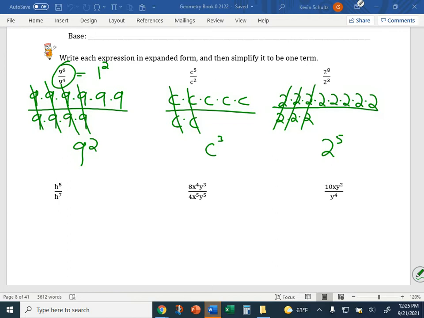Let's look at this next one here. Okay. No coefficients to worry about here. Our base is h. Our exponents are 5 and 7. What's our final answer going to be? H squared, right? But we have 2 h's left, but where are they going to be? The numerator or the denominator?